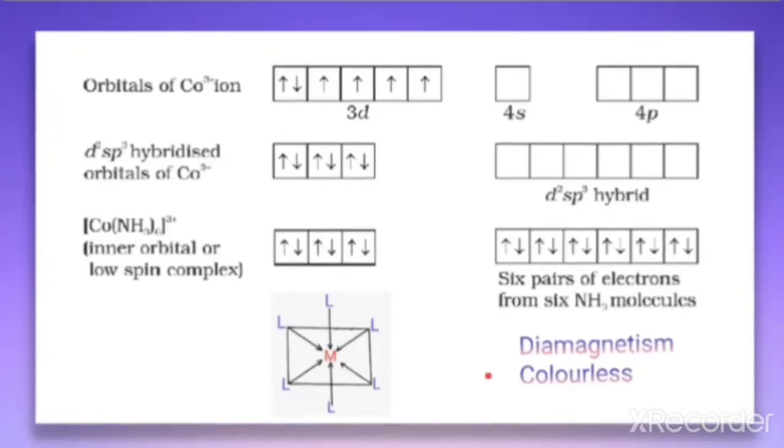It is colorless. So this concept holds as it is: if there is an unpaired electron, then it is colored and paramagnetic. If all electrons are paired, then it is diamagnetic and colorless. So this is colorless and diamagnetic.